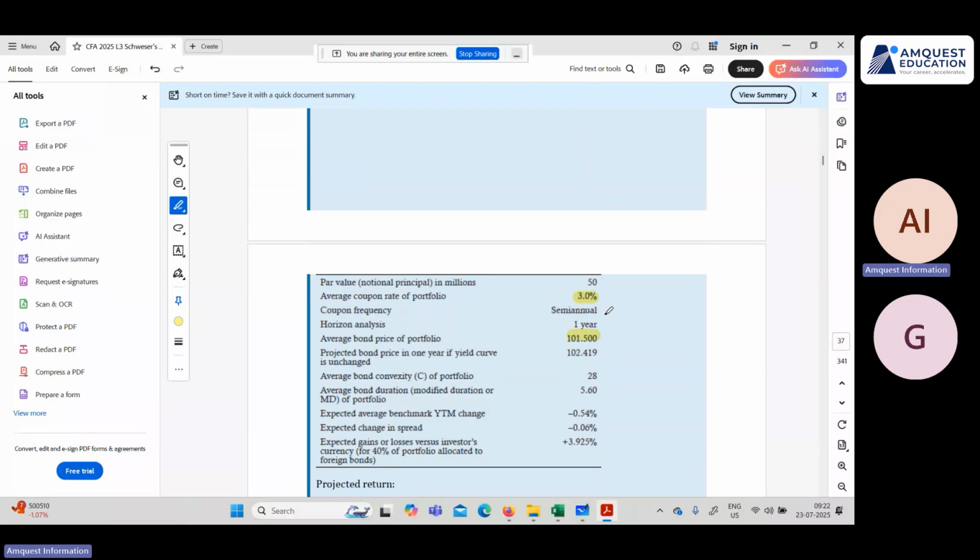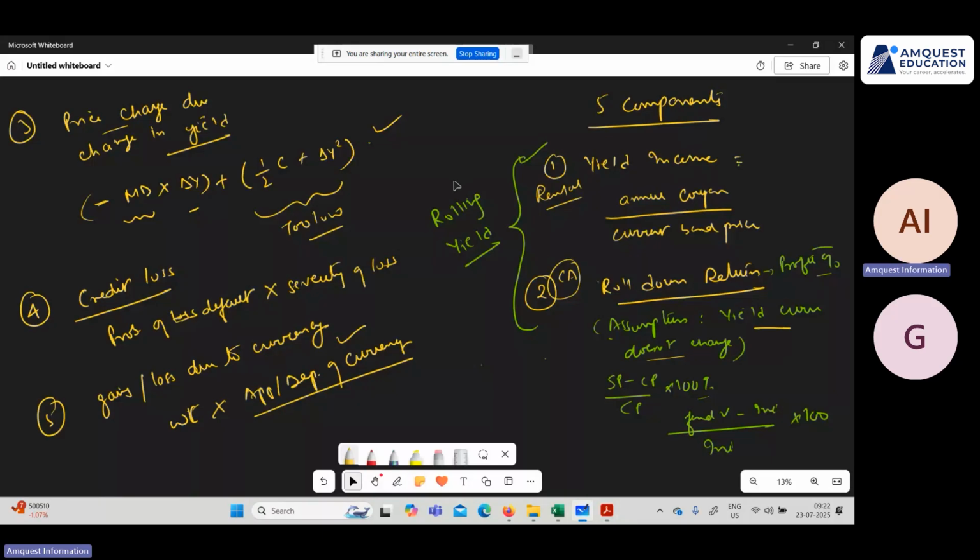Second, you have the final value and the initial value. So final minus initial, divided by initial, into 100. This will give my roll down return. Second component done. Together they will be called the rolling yield.